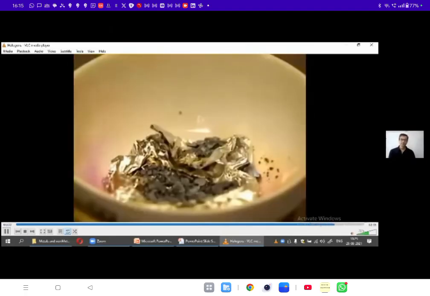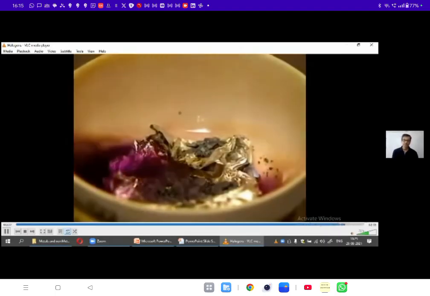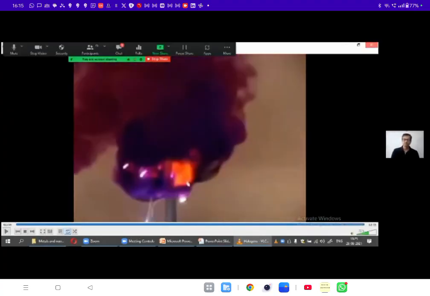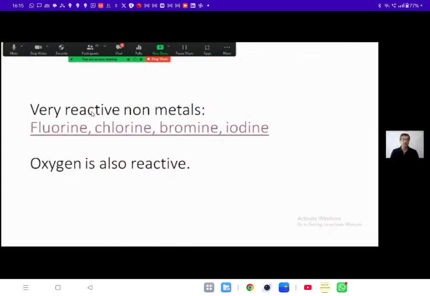The reaction with iodine is just as spectacular. A little warming helps to get things moving, but once the reaction's off, it needs no further assistance. That also is so vigorous. The products of all four. These are all four, which are very reactive.